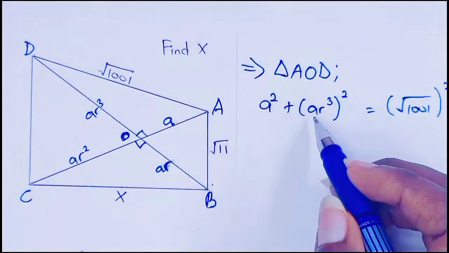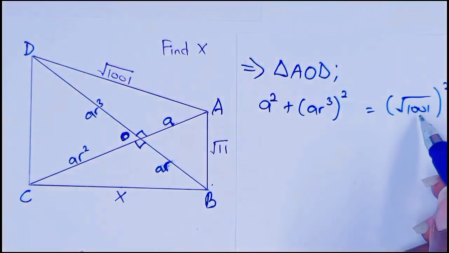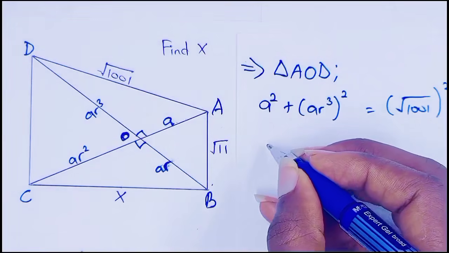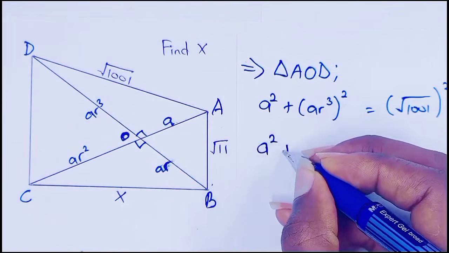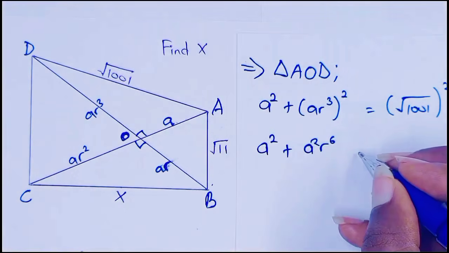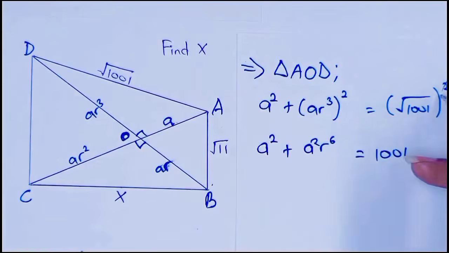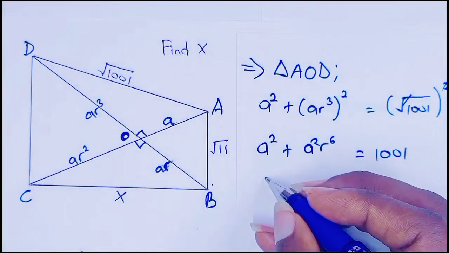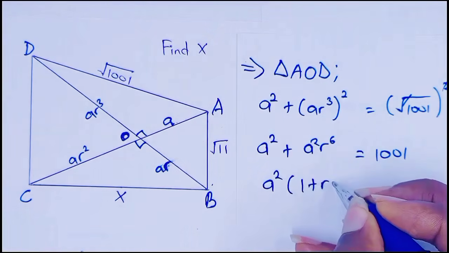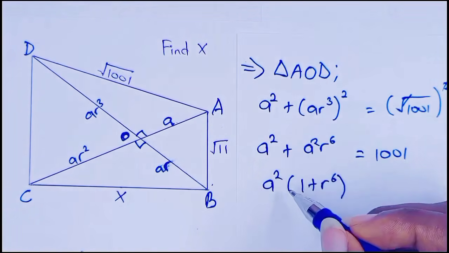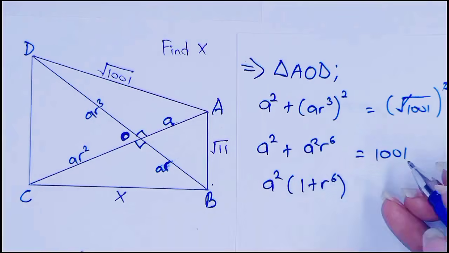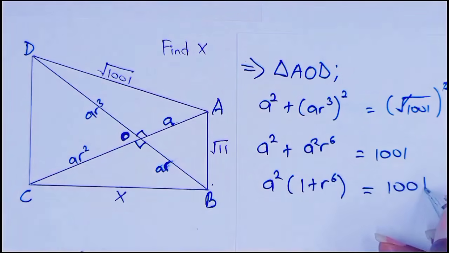A squared plus AR cubed squared is equal to root 1001 squared. So A squared plus A squared R to the power 6 is equal to 1001, because this cancels with the root. So we shall have A squared into 1 plus R power 6, since A squared is common, we bring it out, being equal to 1001. This is equation 1.